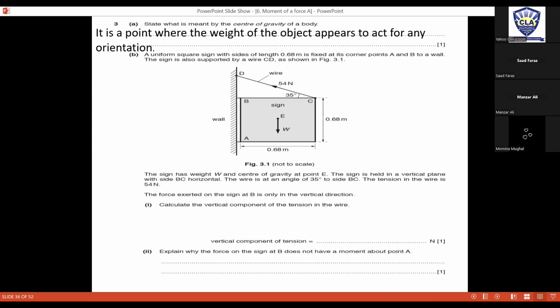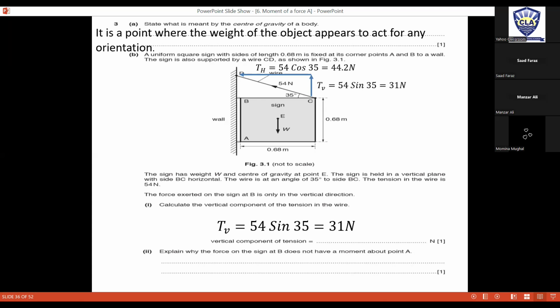They ask us to find the value of vertical component of the tension. So tension will have two components, vertical and horizontal. The 35 degrees is with the horizontal, this angle will also be 35 degrees. So my vertical component is 31, which is 54 sine 35.